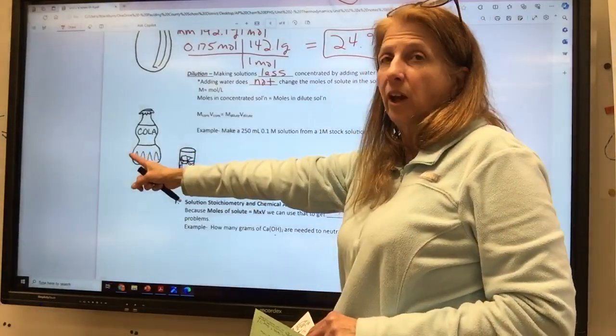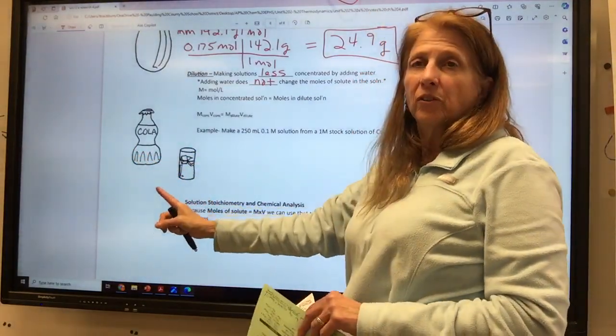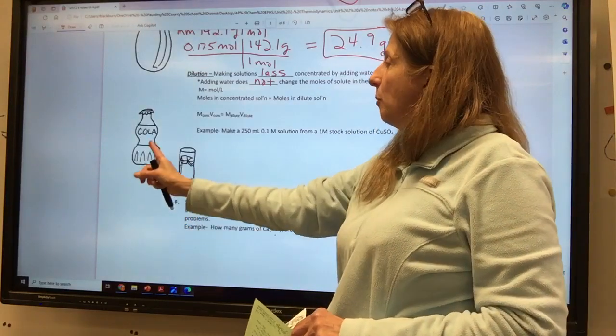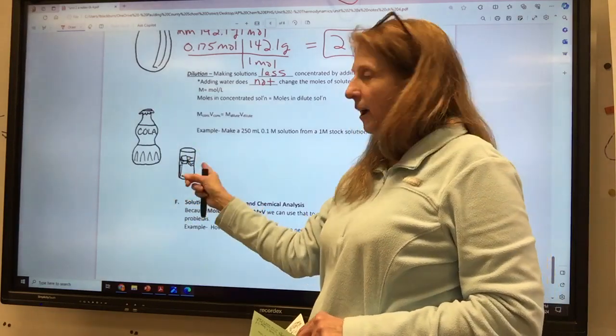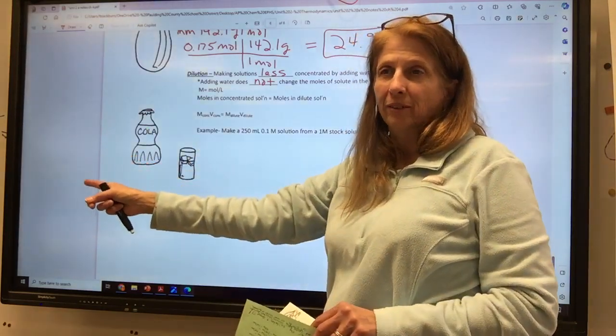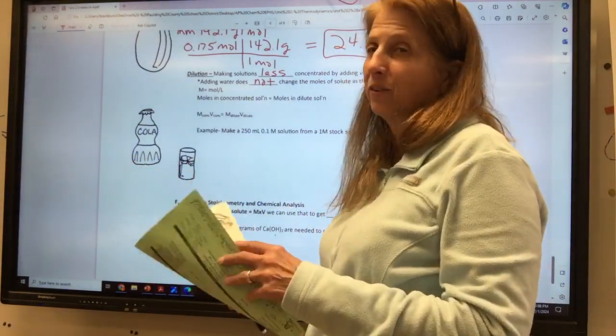So here's my concentrated Coke, and there it is dilute, because it's been sitting there in that ice for a little while. Do y'all prefer it concentrated or dilute? I prefer it dilute. Coke over ice is way better than Coke out of the bottle. No? No. I'm being disagreed with.